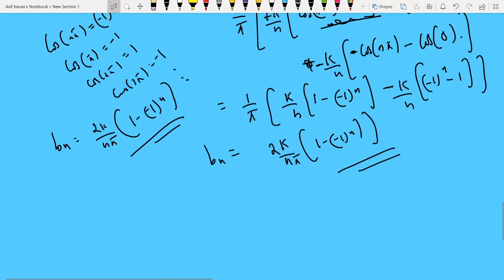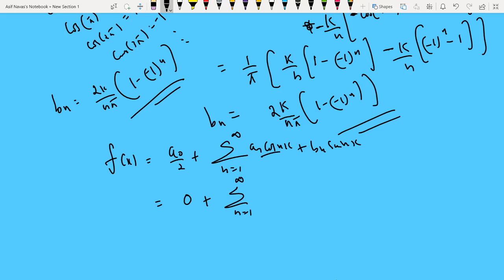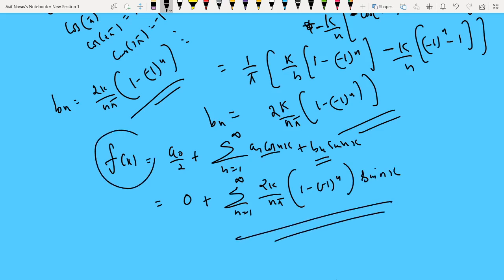Therefore, our Fourier series is f of x equal to a naught by 2 plus sigma n equal to 1 to infinity of an cos nx plus bn sin nx. So a naught is 0, an is 0, so sigma n equal to 1 to infinity of bn, 2 k by n pi into 1 minus 1 power n, sin nx. So this is the Fourier series of f of x, and it's very easy to find.